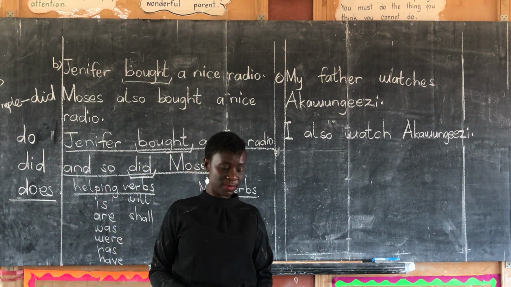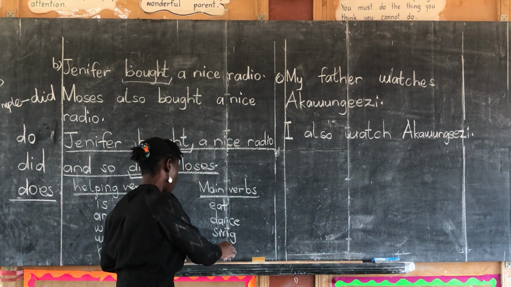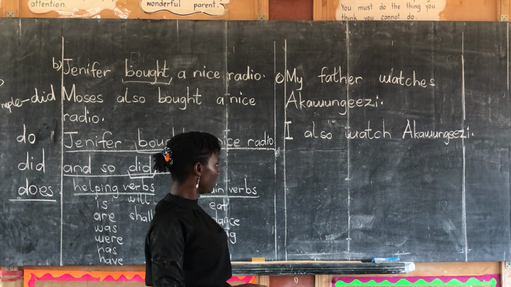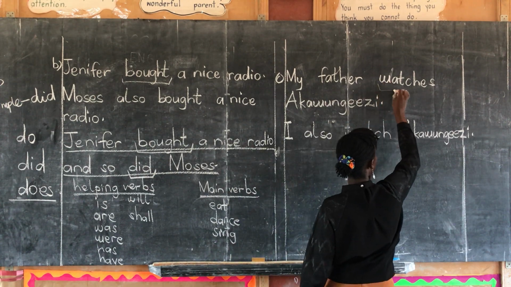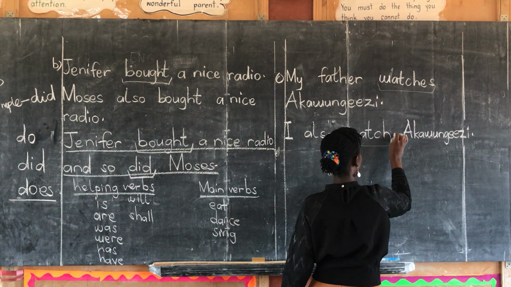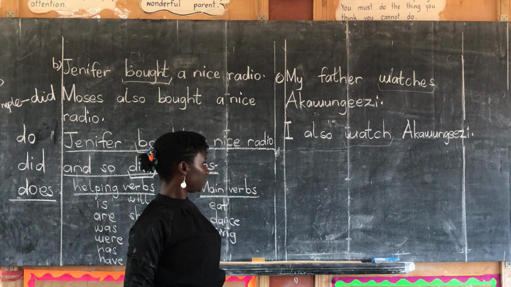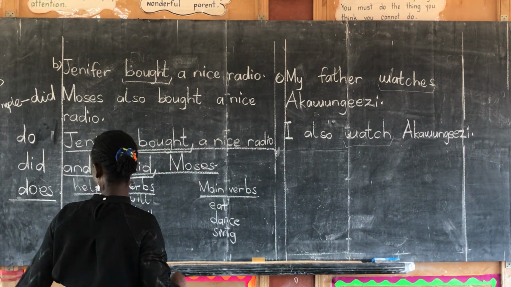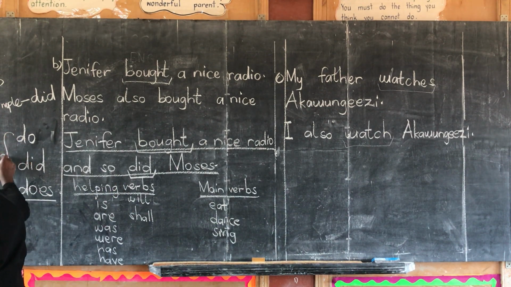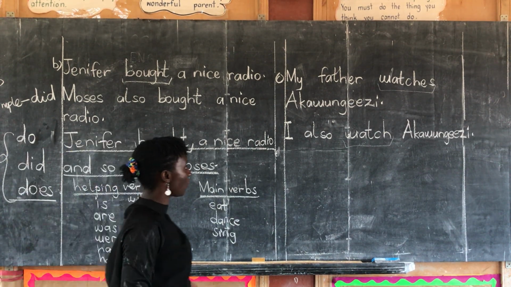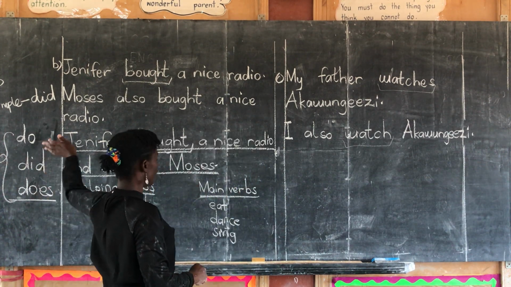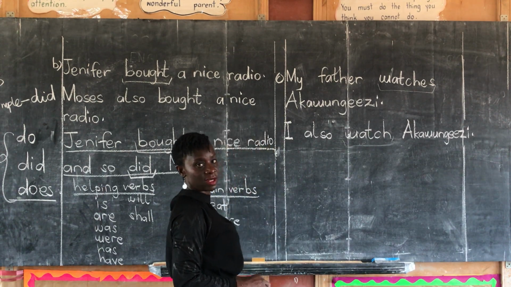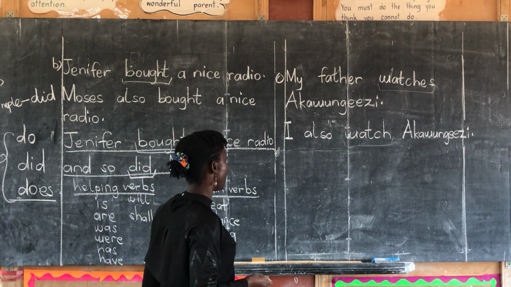What will our answer be, candidates? You need to note that we have a main verb here, and we said that if we have a main verb in the question, we come here and use the correct form of do. Okay, so let me write the answer and we see if you have the same answer as well.